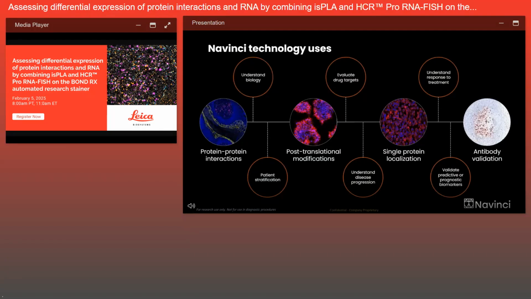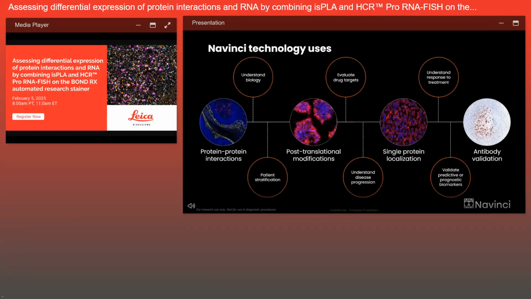We've also recently had customers who've tried to use isPLA for antibody validation, and they found it to be more specific than conventional IHC validated antibodies. And then around in the orange circles, we have a potential research context. Again, this is not limited. We probably haven't thought of all possible contexts. So we can use it to understand basic biology. For example, we can look at cell signaling cascades. We can evaluate drug targets, understand the response to treatments. We can, very importantly, use it for patient stratification, understand disease progression, and also validate biomarkers.